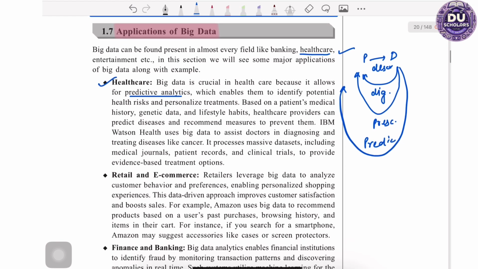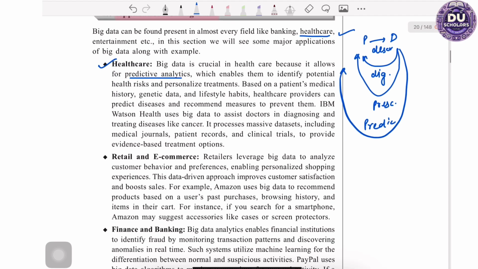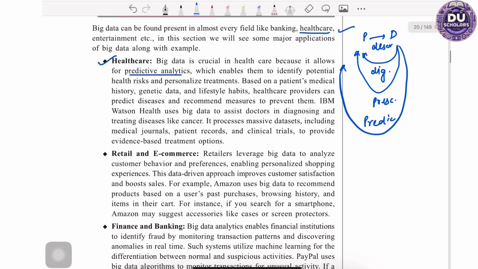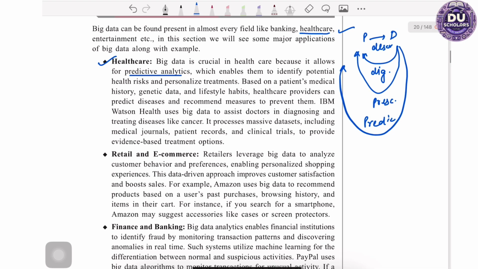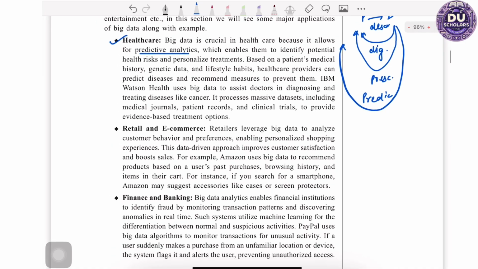So we talked about all these four in our last video, and I taught you everything regarding this, which enables them to identify potential health risks and personalize the treatment based on the patient's medical history, genetic data, and lifestyle habits, and healthcare providers can predict diseases and recommend measures to prevent them, right? We talked about this healthcare sector, everything, in our last video.